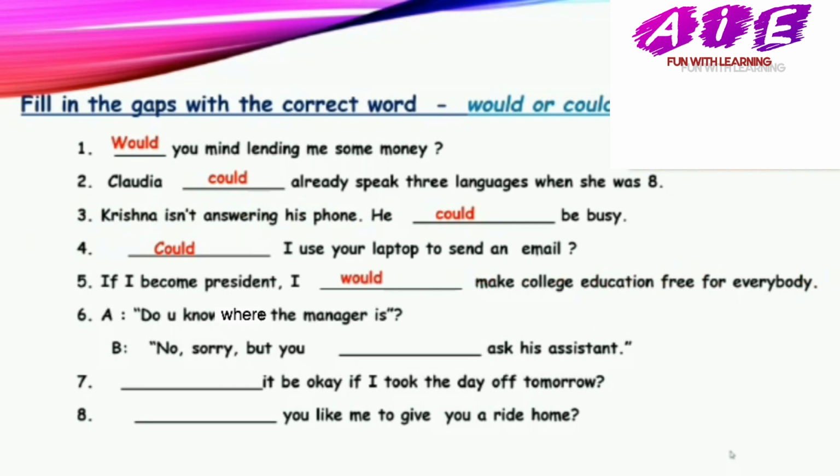If I become president, I would make college education free for everybody. Do you know where the manager is? No, sorry, but you could ask his assistant. Would it be okay if I took the day off tomorrow? Or would you like me to give you a ride home?